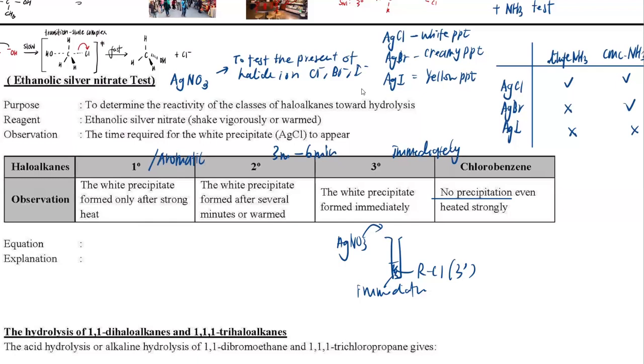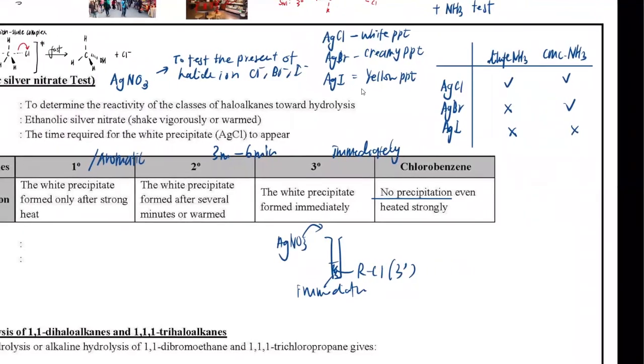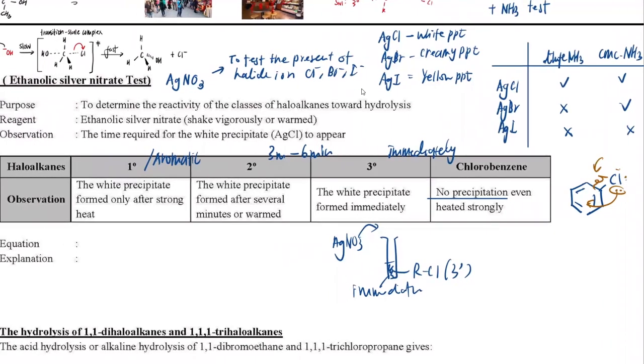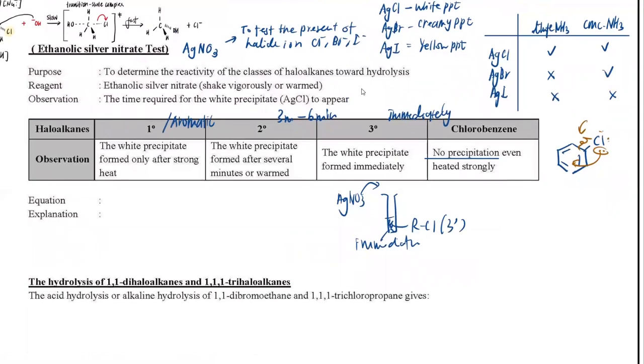It takes a very long time to break the bond between your benzene ring and your chlorine. Why? Because the lone pair electrons of chlorine are used by the benzene to delocalize the system. This makes the bond between benzene and chlorine strong, so it takes very long to break. Even when you heat it up, it takes around 1 week to form a precipitate.